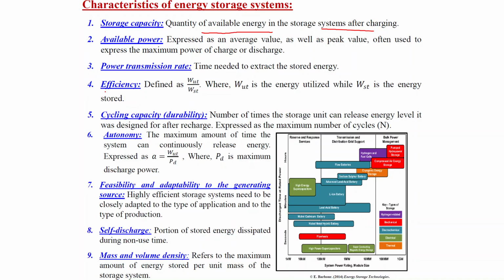Okay. Available power, expressed as an average value as well as peak value, often used to express the maximum power of charge or discharge. So basically available power is the amount of power an energy storage device delivers after complete charge. Okay.